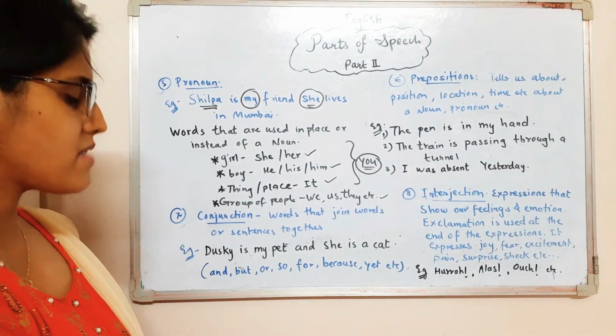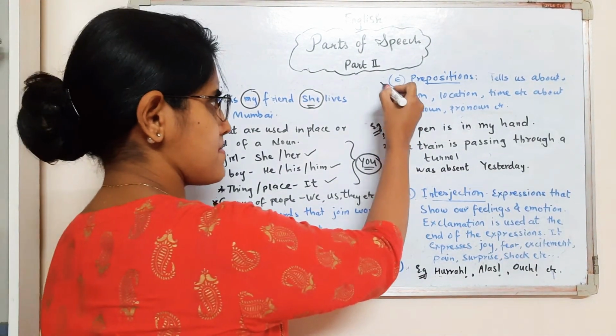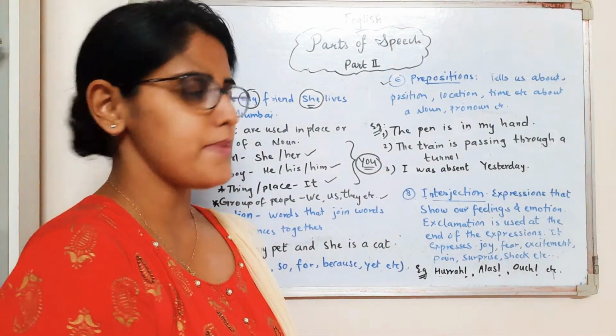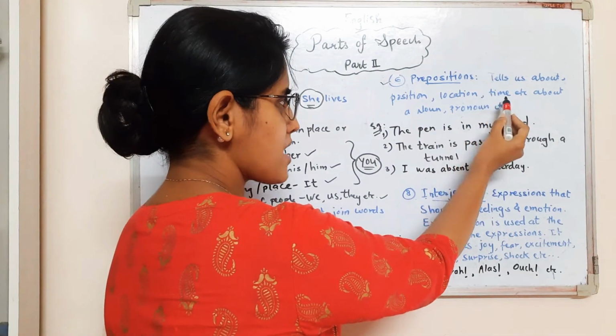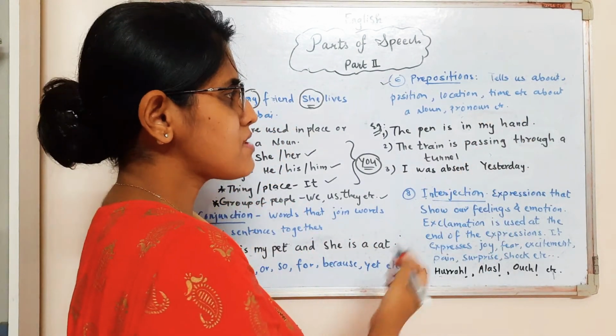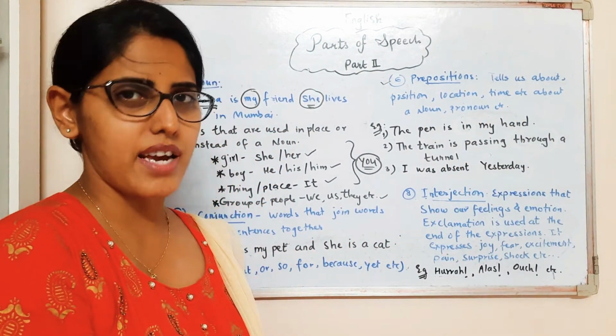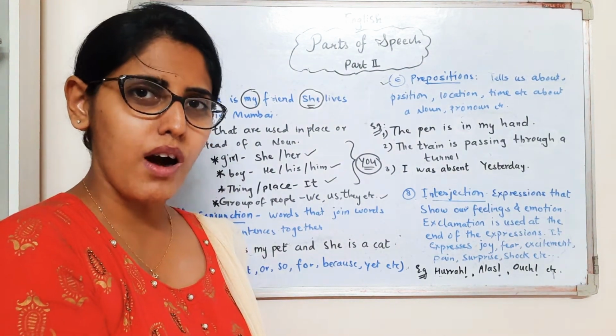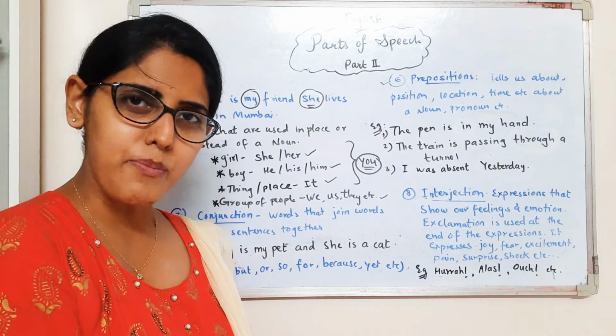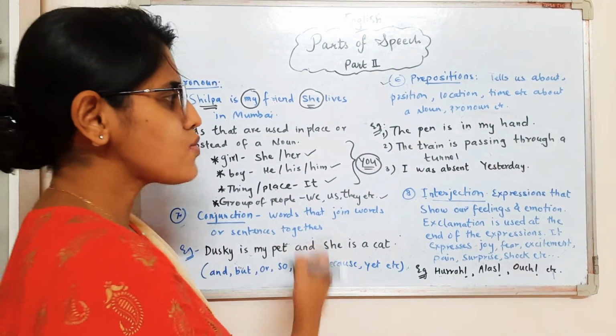Our next part of speech is a preposition. Now, what is a preposition? It tells us about the position, location, time, even direction, about a noun, pronoun, or even about an action, that how, when, where, why the particular incident has taken place. Now you will see through the examples.